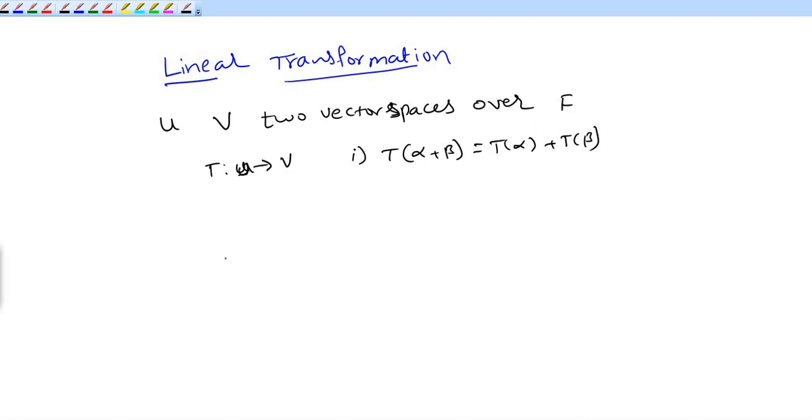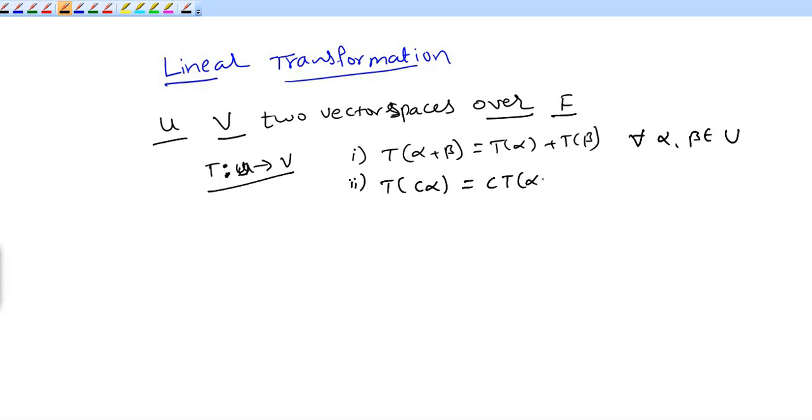Linear transformation. Suppose U and V are two vector spaces over the same field. Then the transformation T from U to V is said to be a linear transformation if it satisfies the following conditions. First is T of alpha plus beta is equal to T of alpha plus T of beta for all alpha, beta belongs to U. The second condition is T of C into alpha, where C is a scalar, is equal to C into T of alpha.